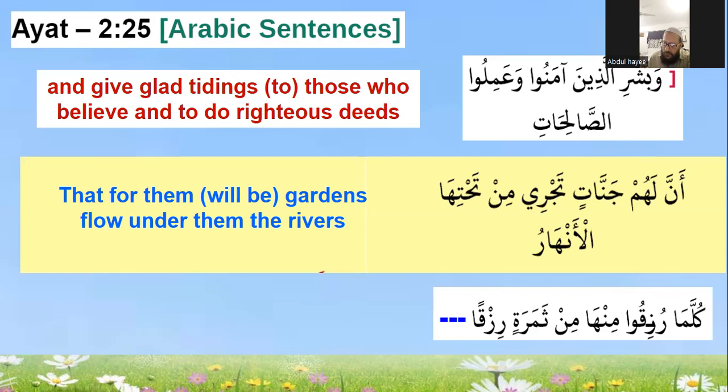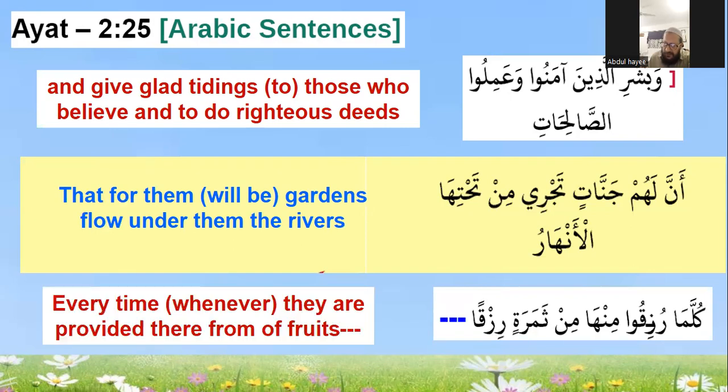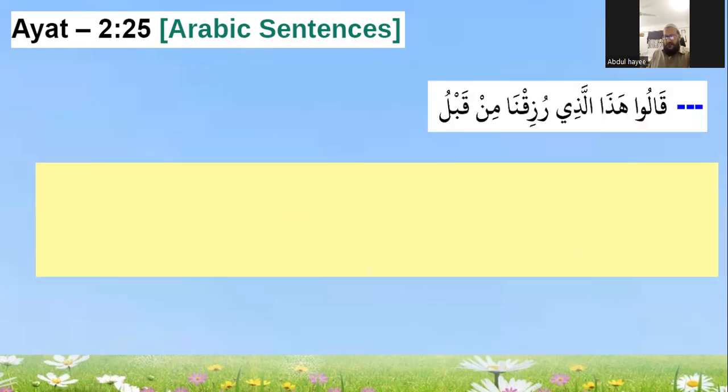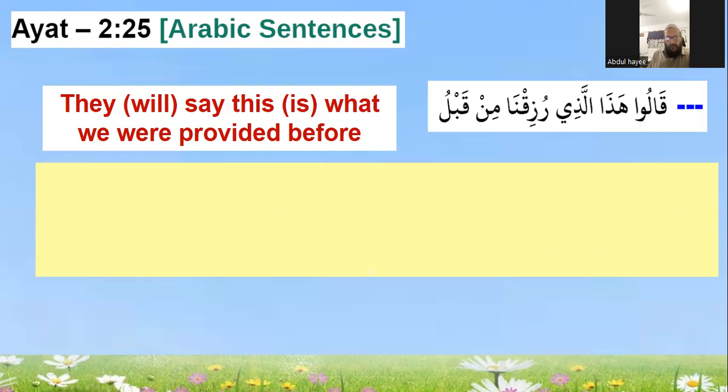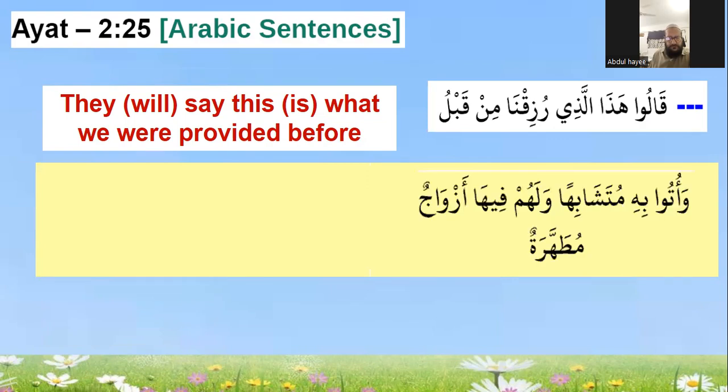كلما رزقوا منها من ثمرة رزقا. Yes. Every time, whenever they are provided therefrom with fruits, قالوا هذا الذي رزقنا من قبل. They will say, this is what we were provided before.